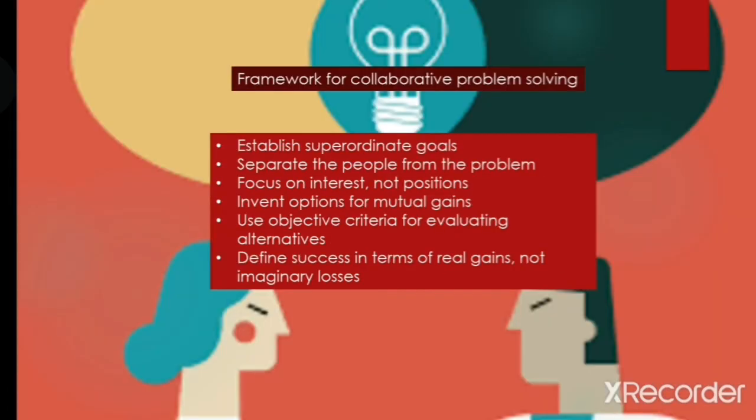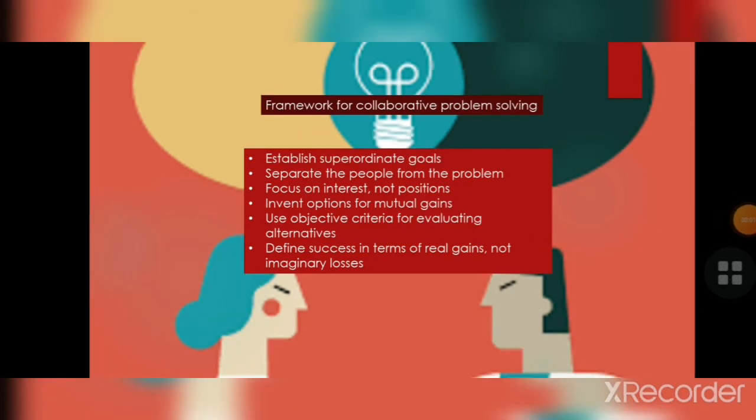So the next is about the framework for collaborative problem solving. The first one is establish superordinate goals. In order to foster a climate of collaboration, both parties to a dispute need to focus on what they share in common. Next is separate the people from the problem. Having clarified the mutual benefits to be gained by successfully resolving a conflict, it is useful to focus attention on the real issue at hand, that is, solving a problem.